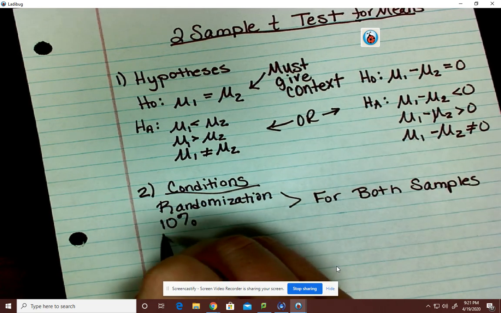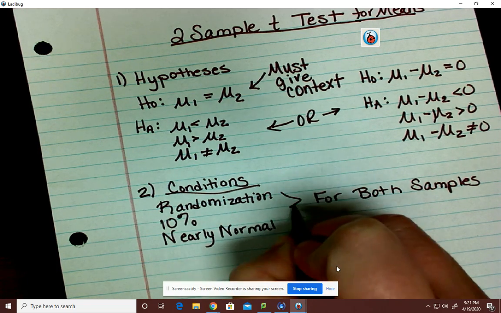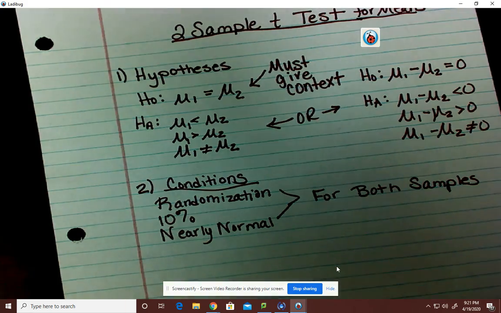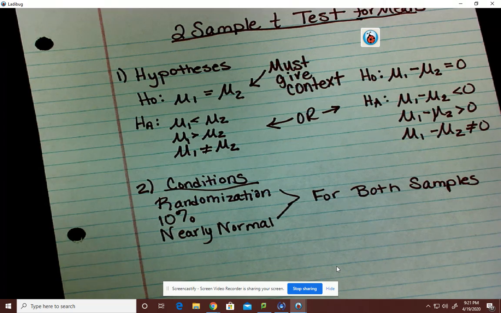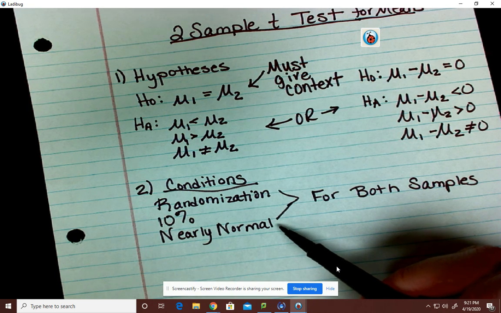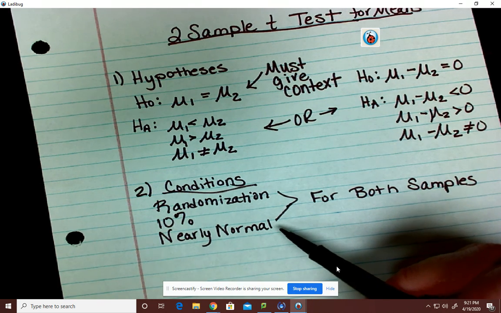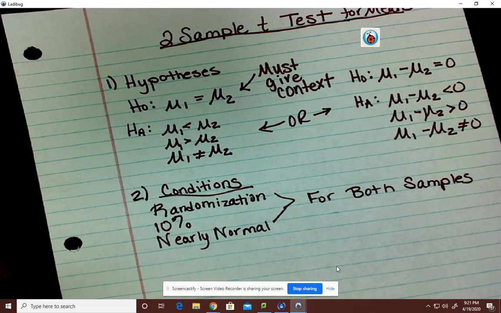And nearly normal. Now, something I wrote on your work from last week, and please go back and look at those comments that I make on there: if it doesn't give you actual data, it's either going to tell you that it follows that normal pattern or you assume that the distribution's unimodal and fairly symmetric. If it gives you the specific data, you must make the histogram or stem and leaf plot.